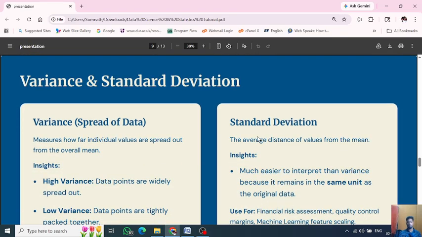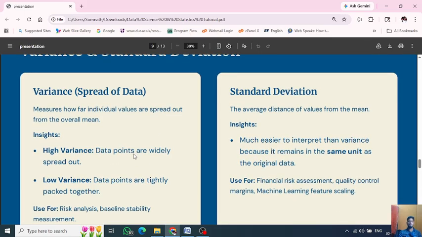Now coming to variance and standard deviation. What is variance? Variance measures how far individual values are spread out from the overall mean. Mean is the central point, the average point of the data, but for data that has outliers, in that case no. So high variance means data points are widely spread out, and low variance means data points are tightly packed.